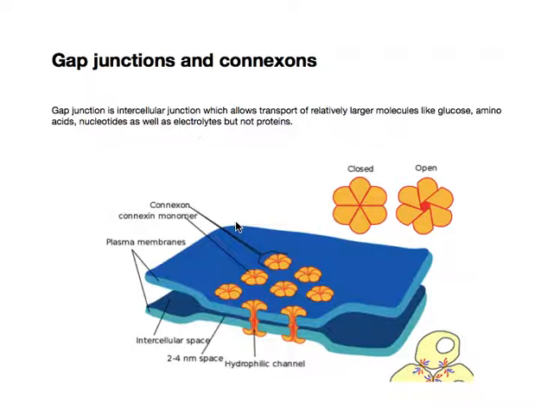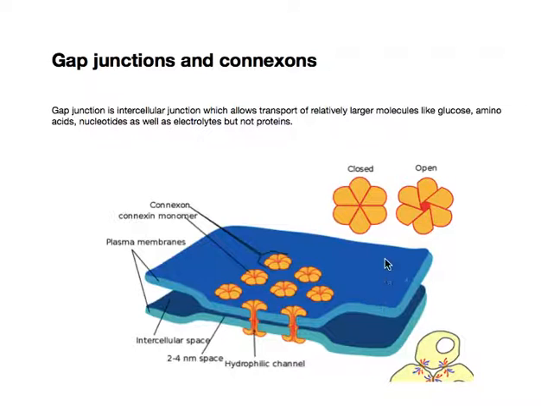What gap junctions do is that they allow passage of relatively larger molecules like glucose, amino acids, nucleotides, as well as electrolytes, but not proteins. Proteins do not pass through gap junctions, but these molecules like glucose, amino acids, nucleotides, as well as electrolytes do pass. So, what is the structure of gap junctions?